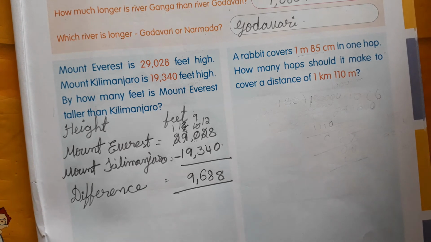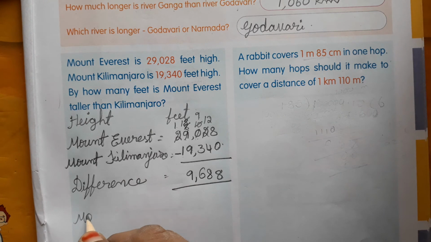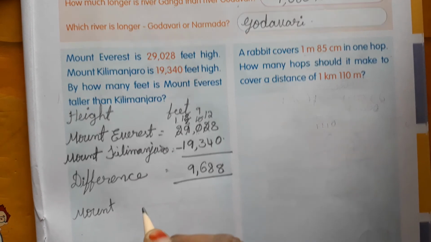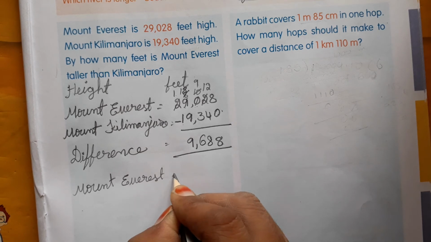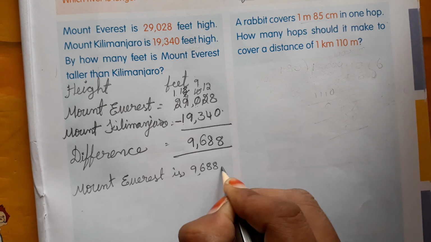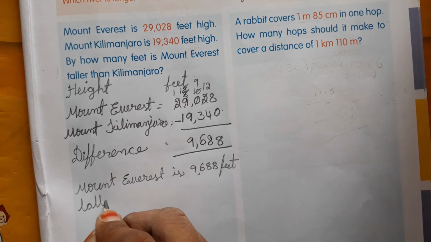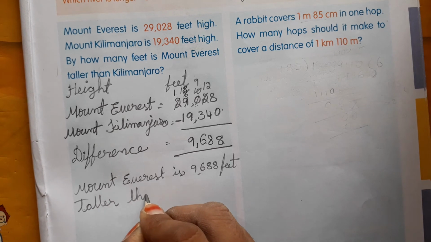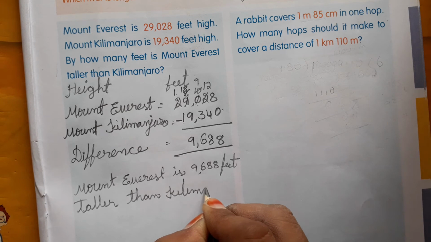Okay. Write the step. So Mount Everest is 9,688 feet taller than Kilimanjaro.